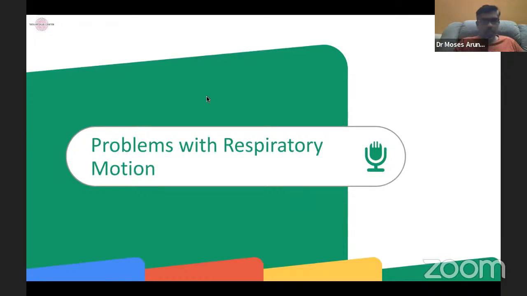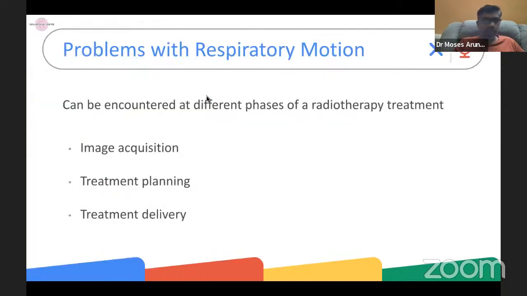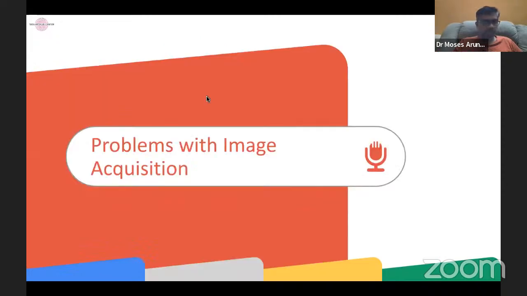What are the problems that we face with respiratory motion when it comes to radiotherapy? Radiotherapy is a multi-step process. We acquire images, then we do the treatment planning, and then we deliver treatments either in a single fraction or, very often, in multi-sitting fractionated treatment. In every phase of this treatment pattern, we can face problems with regards to respiratory motion, and that is what we are going to look at in the next few slides.